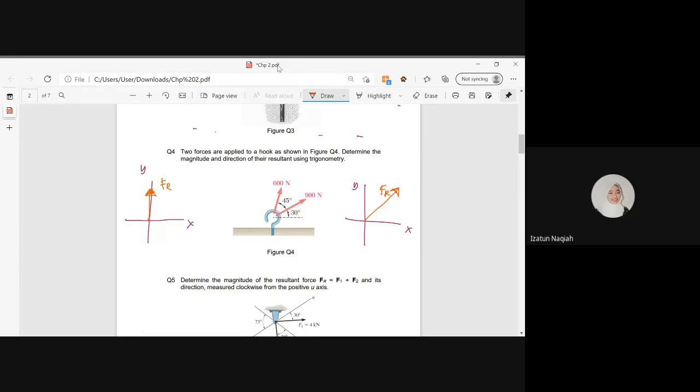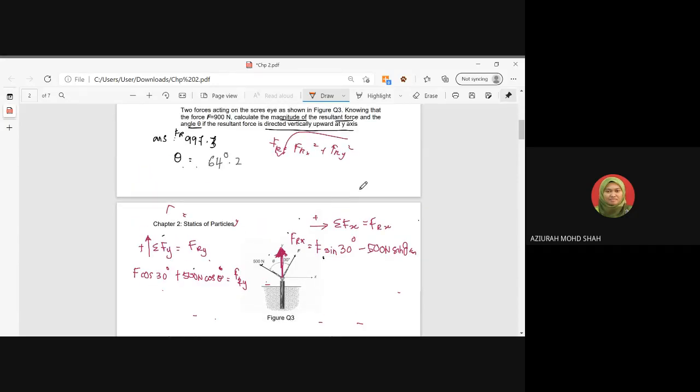Ada dua-dua. Means that kalau kita nak tulis ini adalah nak tambah macam ni juga kan. FRX, this is the FRY. What about this one? Do you have both X and Y component or is only one? Only one. Which is? FRY. Yes. So FRX, we know value for FRX. It is equal to 0.